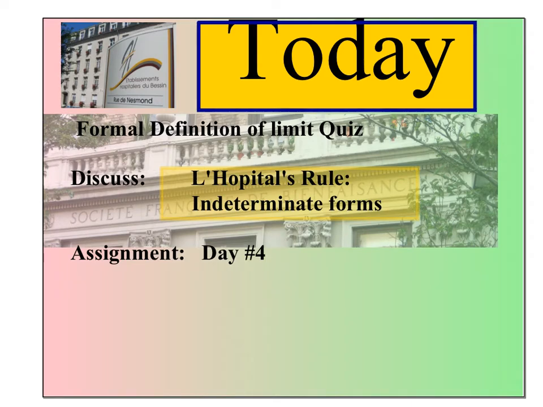Alright, this is day number 4 on L'Hopital's Rule and indeterminate forms. Wouldn't it be great if we had a way that we could just evaluate limits that came out to be 0 over 0 without having to do all the conjugation or factor and cancel? Well, we do now, so hold on for this ride.